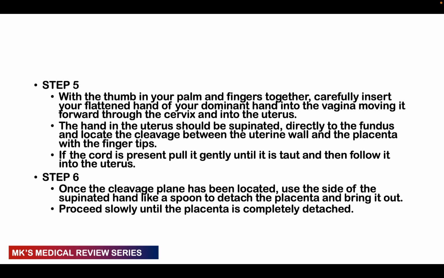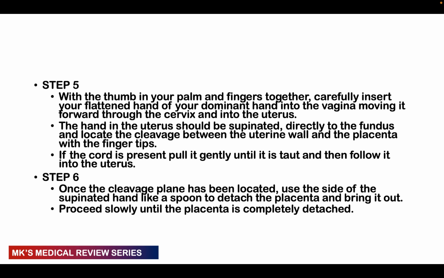Then with your thumb and your palm together, you're going to insert your fingers carefully, flat, as if you're trying to do a karate chop. But this time, your karate chop is going into the vagina. So you'll be inserting your hand into the vagina in a slit-like, flattened manner. And you're going to be moving it forward into the cervix and then eventually into the uterus. Now, if you have the umbilical cord there, you can have an assistant pull it a bit so that it's taut, and you can follow the umbilical cord until you reach its insertion.